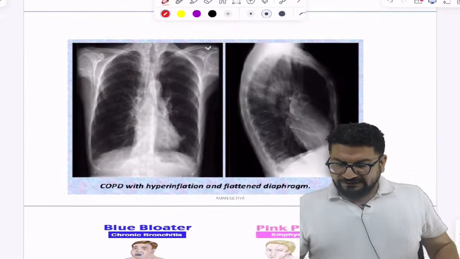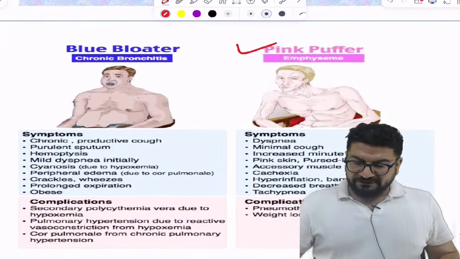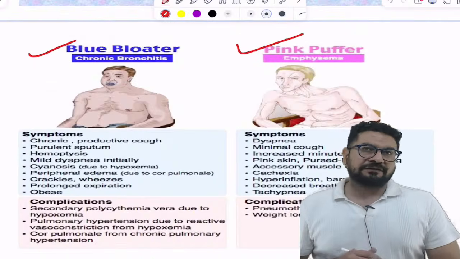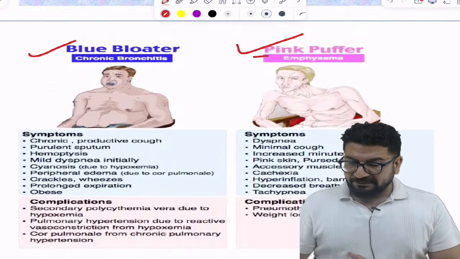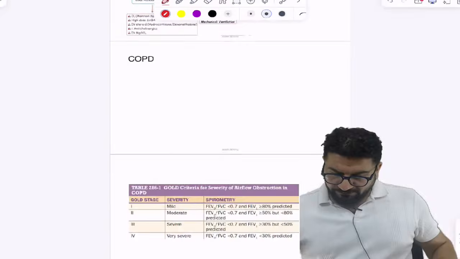Okay, now understand this thing. They ask you like blue bloater, pink puffers. Blue bloater means bronchitis, pink puffers means emphysema. So bronchitis, it is considered dangerous because patient will have risk of right heart failure. We call this cor pulmonale. And pink puffers means patient will have risk of emphysema.